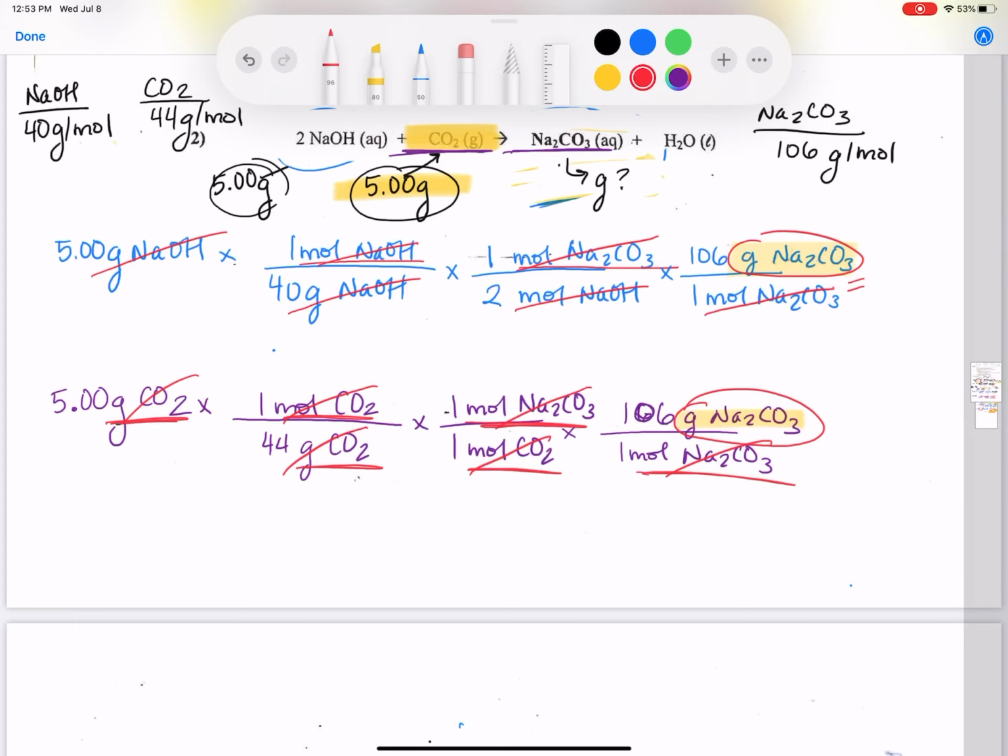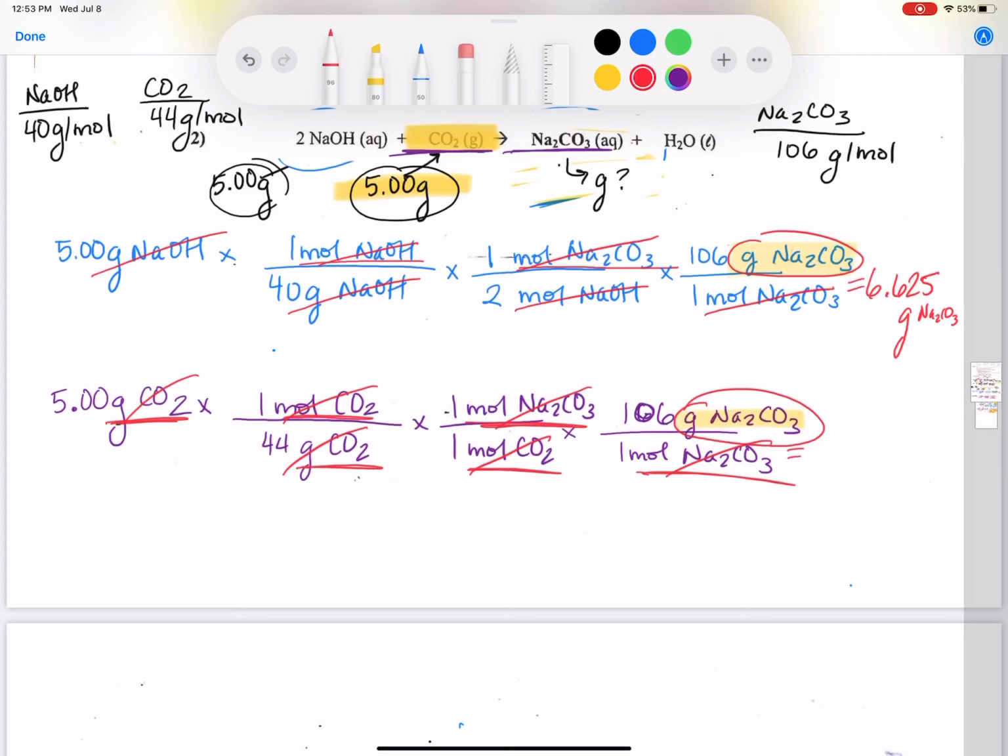So this is now where you could just go to your calculator, and I'm going to take my shortcut of just saying 5 divided by 40 divided by 2 times 106. And my calculator tells me 6.625. My unit is grams of Na2CO3.